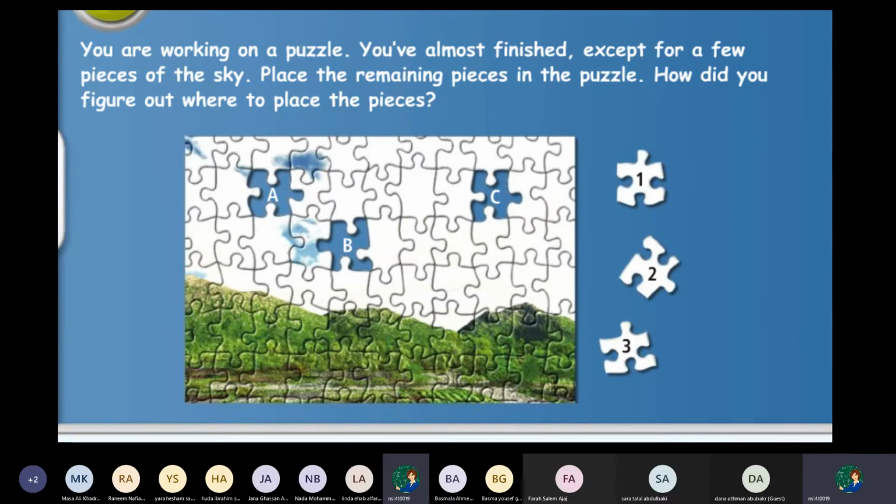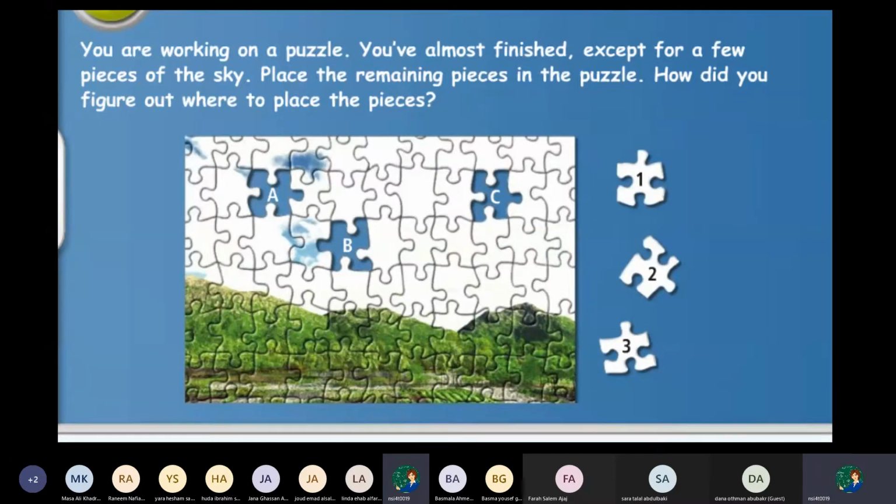Okay, so look at this one here. Okay, yes. Now look at this puzzle here. As you see, you have almost finished except for a few pieces of the sky. Place the remaining pieces in the puzzle.